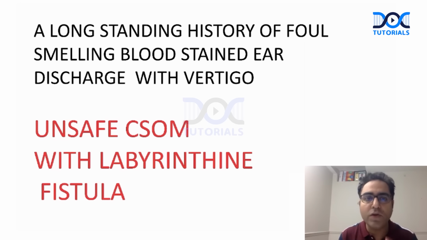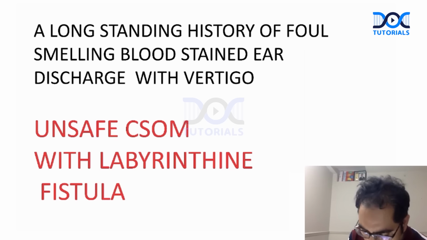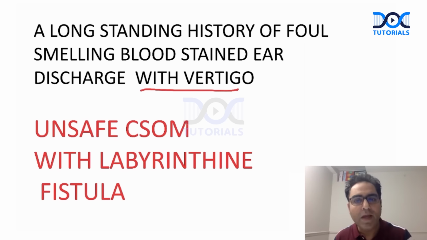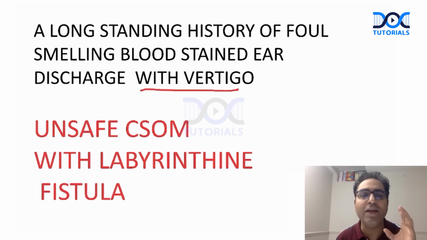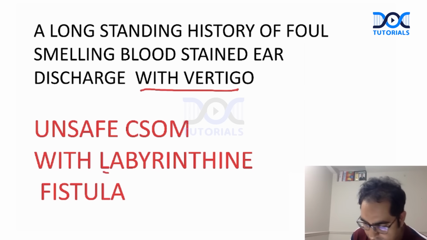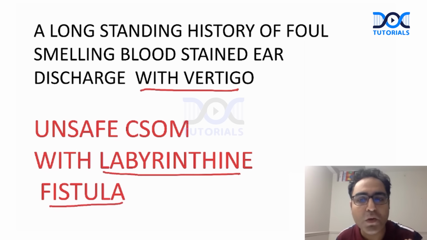A long-standing history of foul-smelling, blood-stained ear discharge, same history with vertigo. It means unsafe CSOM has shown some complication. You know, unsafe CSOM means cholesteatoma. Cholesteatoma has bone eroding properties, and vertigo in a patient with unsafe CSOM history is an indirect hint for labyrinthine fistula. What is labyrinth? Inner ear. What is fistula? Erosion. Why is there erosion? Because cholesteatoma has got bone eroding properties.